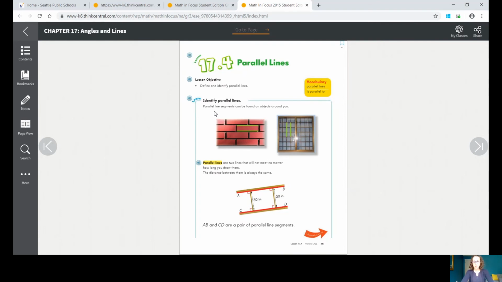Identify parallel lines. It says parallel line segments can be found in objects around you. Brick wall, curtains. Parallel lines are two lines that will not meet no matter how long you draw them. The distance between them is always the same. So you can see the distance here is 30 inches and 30 inches. No matter, those lines are going to go on forever, and even though we can't see them, those lines are never going to meet. AB, so that's this one here, AB and CD are a pair of parallel line segments.